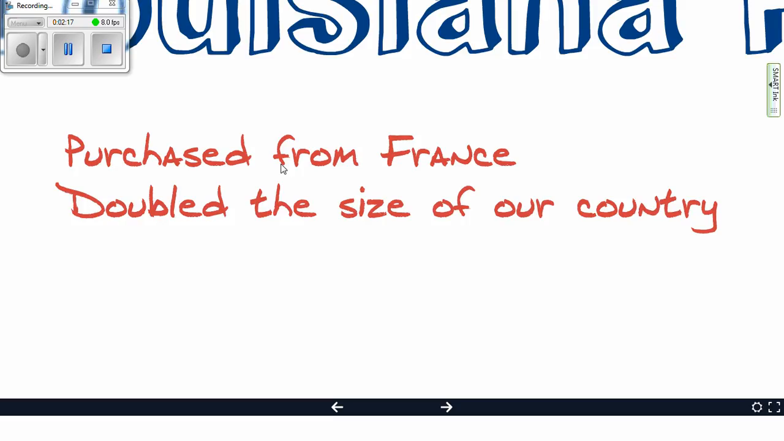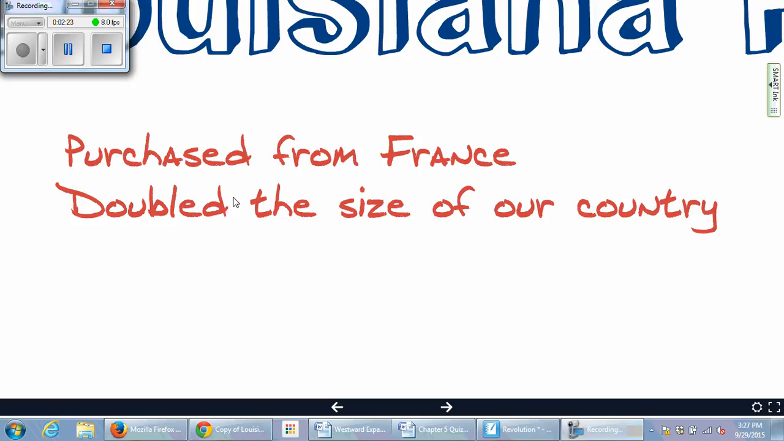Most of today's lecture is not about the purchase itself, but rather how it impacts a variety of people within our country. So let's look at six people or six groups that it impacts.